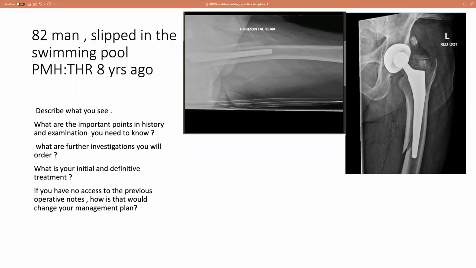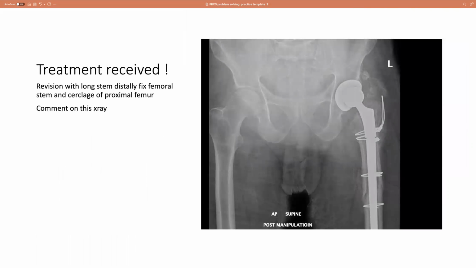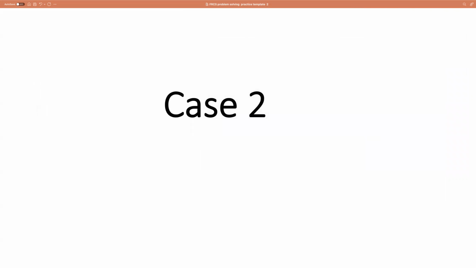If you have no access to the previous operative notes, how is that would change your management plan? That's the treatment received. Comment on this X-ray. Case 2.